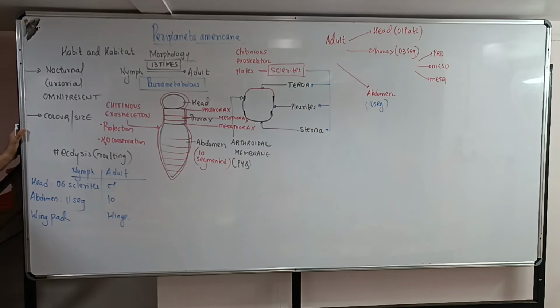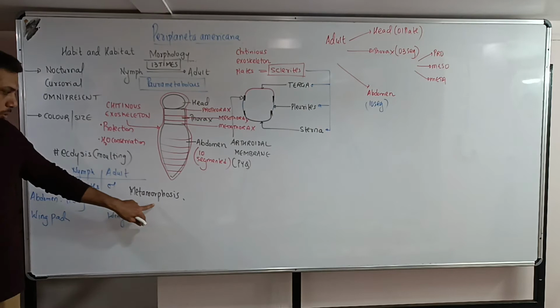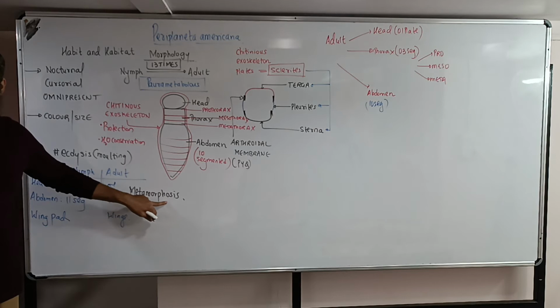Okay? So can I say the nymph is changing into an adult? We call it metamorphosis in biology. What word do we use? Metamorphosis. Morpho means morphology. Metamorphosis. Change in morphology.